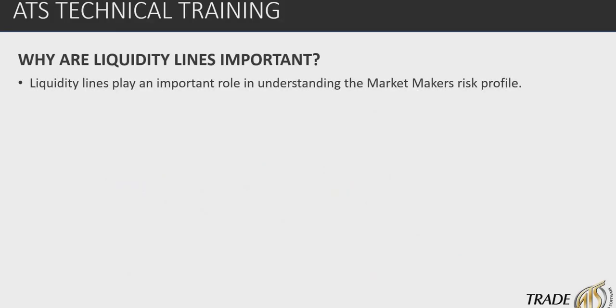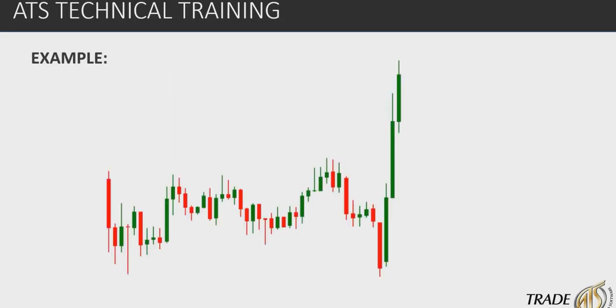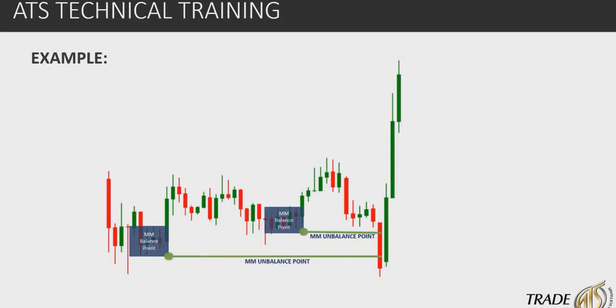Liquidity lines play an important role in understanding the market maker's risk profile. Okay, let's take a look at another example here. Going back to that same section of market we looked at before. Remember, we had the two contraction phases, which, remember, those were the market maker's balancing point from the previous lesson.